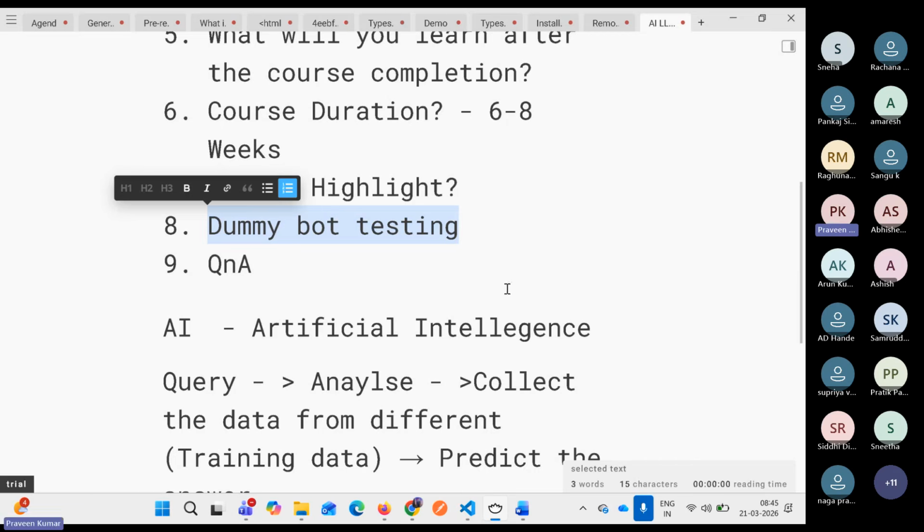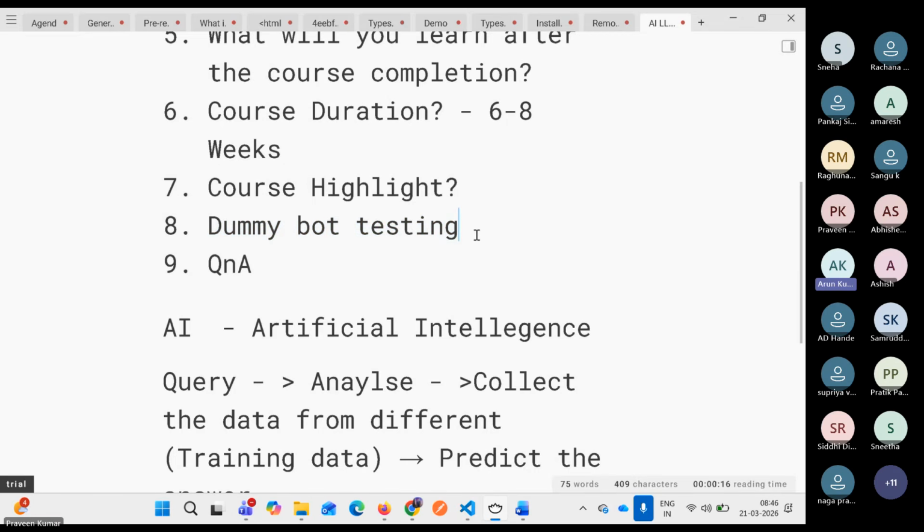Okay, any other question from anyone else? Yes, sir. ChatGPT, Gemini, and Claude are already available in the application. Why again use Python for testing purposes? Python is just to write the functions, right? How to write Python for testing ChatGPT?